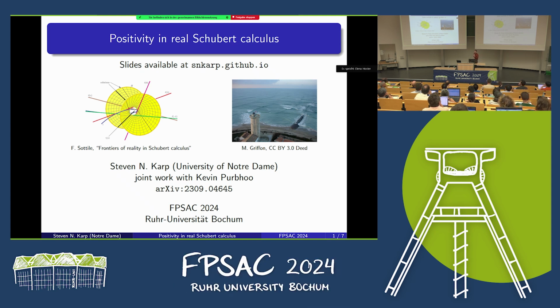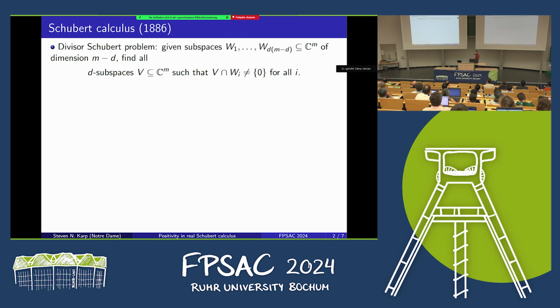So I'm going to tell you about some joint work with Kevin Purbu. Let me start with this Schubert problem. This goes back to work of Schubert in the 1880s. The problem is we're going to fix two non-negative integers, d and m, where d is less than or equal to m. And we're also going to fix several subspaces w sub i of C^m of dimension m minus d. And the problem is to find all subspaces v of dimension d which intersect each w_i non-trivially.